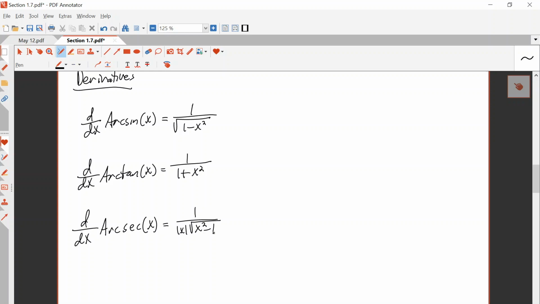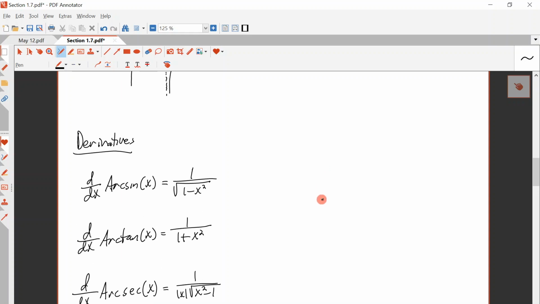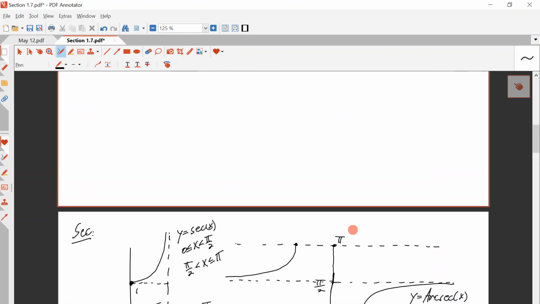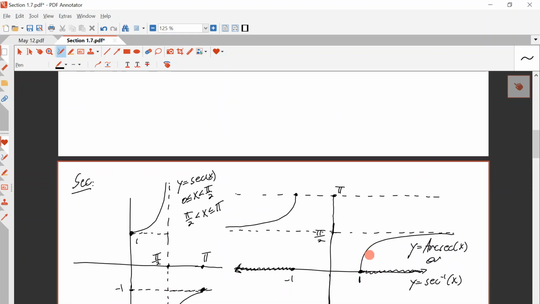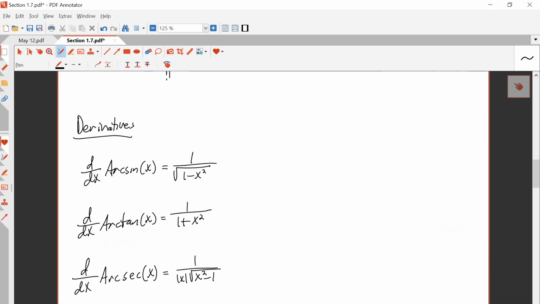So the slope of the inverse secant function, the arcsecant function, is always positive, as you'll notice, right? That's a positive slope right there, and that's a positive slope right there. It's always a positive slope, so that's why that absolute value is there. Even for negative arguments of x, you get a positive slope.